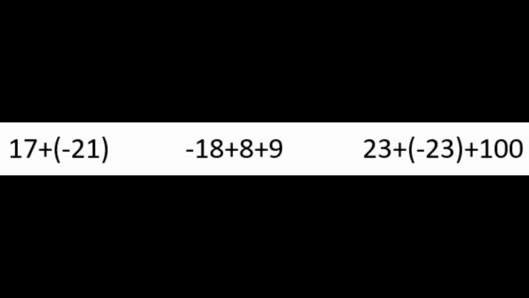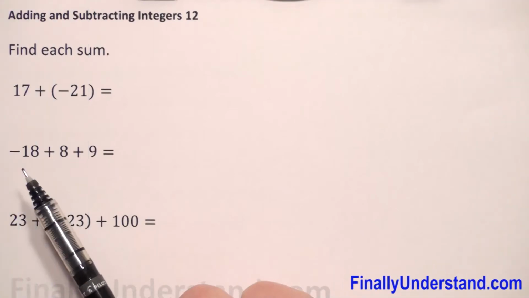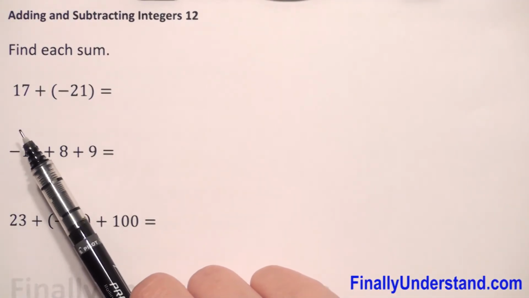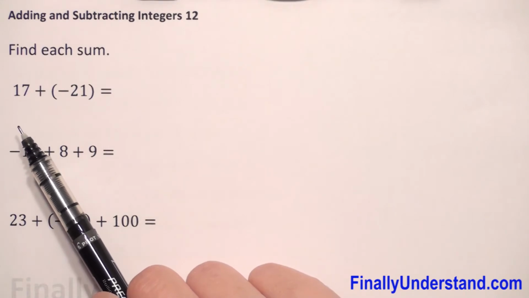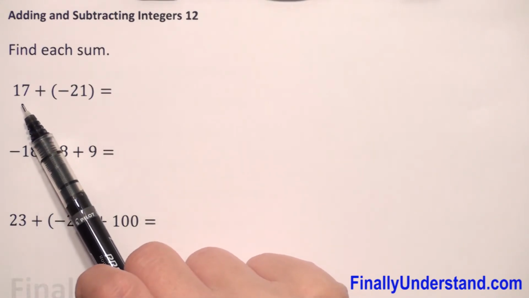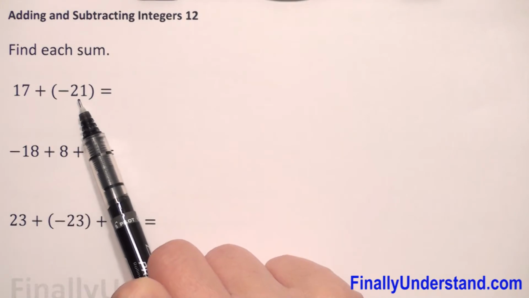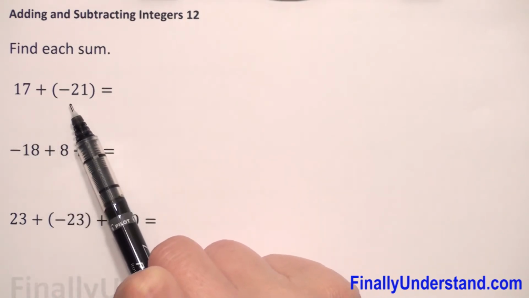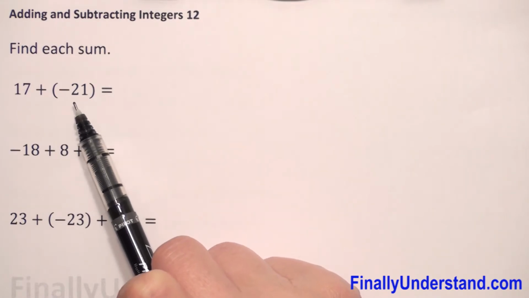We have to find the sum. We have addition of integers with different signs. So first we check which number is greater. 17 and 21 we have. 21 is greater than 17. So next we check the sign before the greater number.